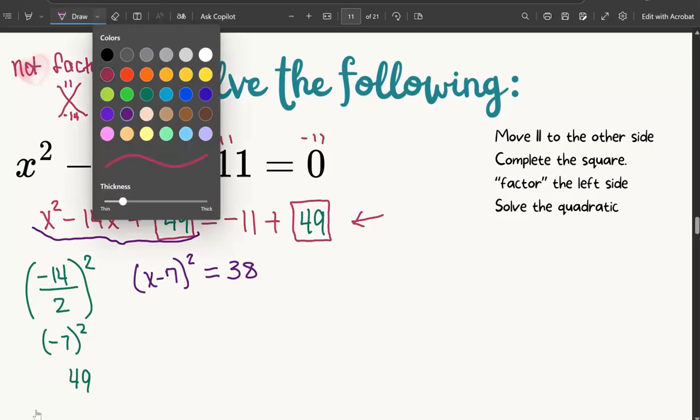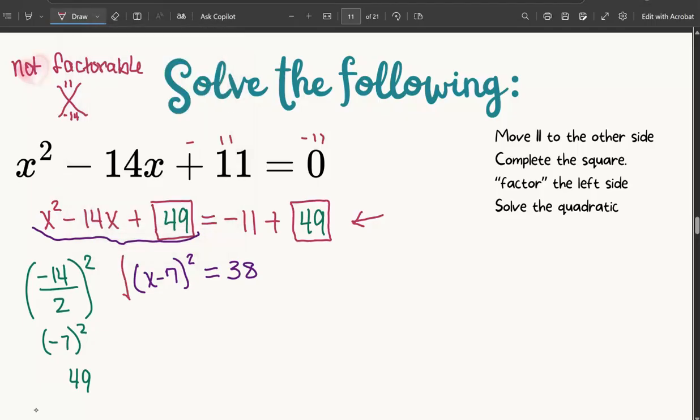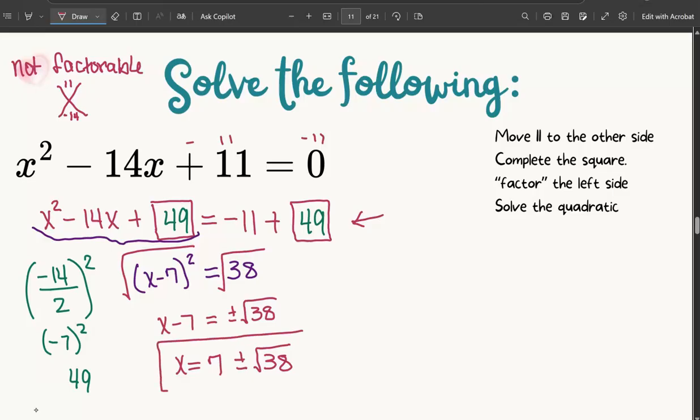So I can now solve this equation. I can take the square root of both sides. So I get x minus 7 is equal to plus or minus the square root of 38. I don't know if 38 can be simplified. I don't believe it can. And so if I add 7 to both sides, I get x is equal to 7 plus or minus the square root of 38 as my answer. And you can just leave it just like that.